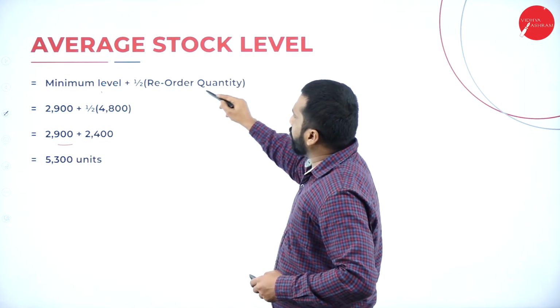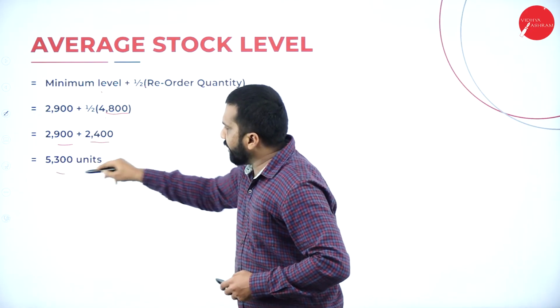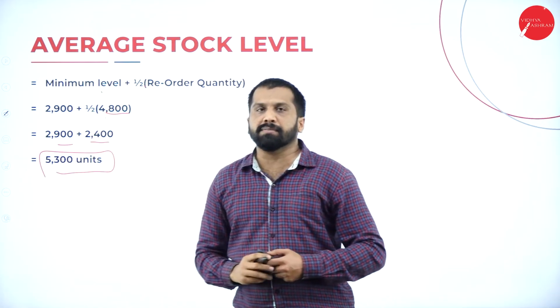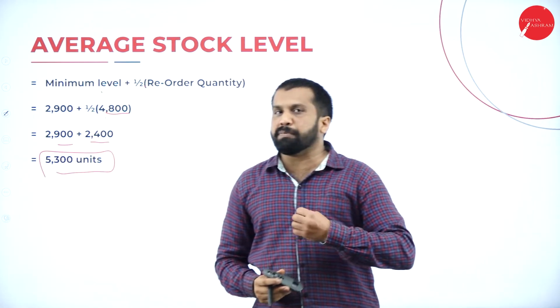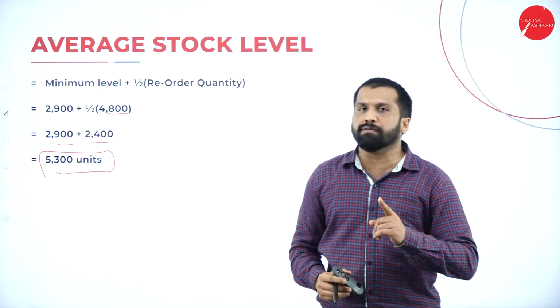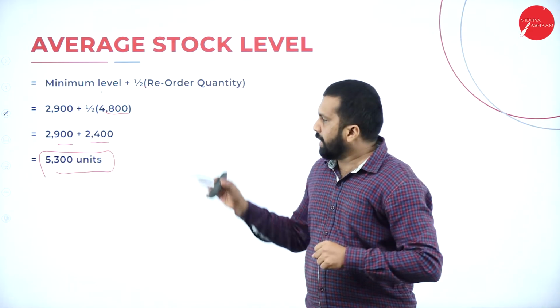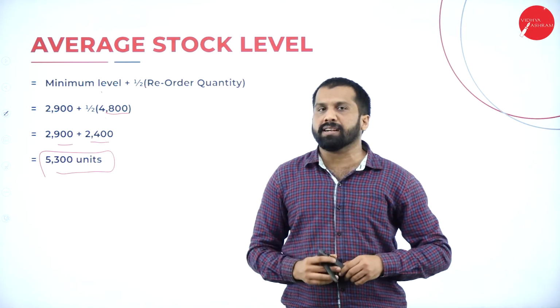2900 plus reorder quantity 4800. Half of that is 2.4. Final answer is 5300. In this explanation, no new concept is required. Remember the formula, go back to your question, pick the right one and add here. You will get the right answer.